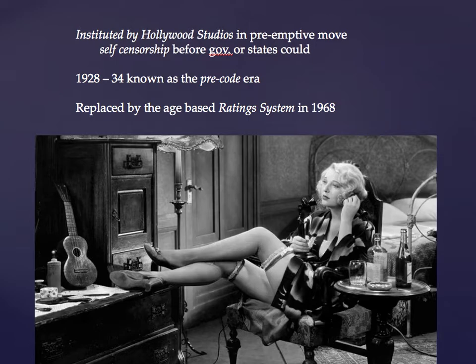And then in 1968, we get the age-based rating system. We still have that today with R and PG-13 and all of that. They made changes through the years. I don't go through all the changes, but they didn't start with NC-17 and PG-13 or any of that. But that's where we ended up.